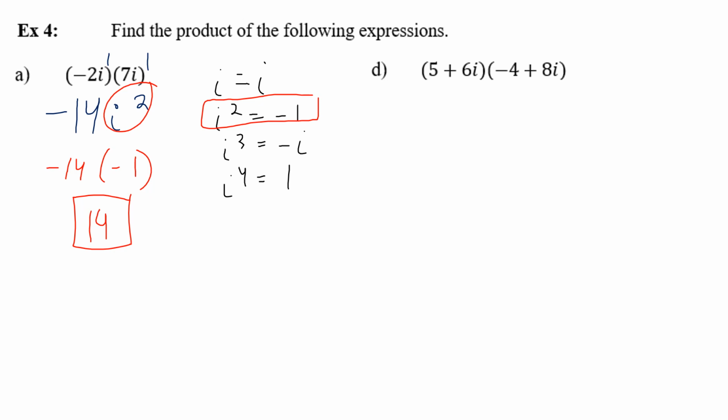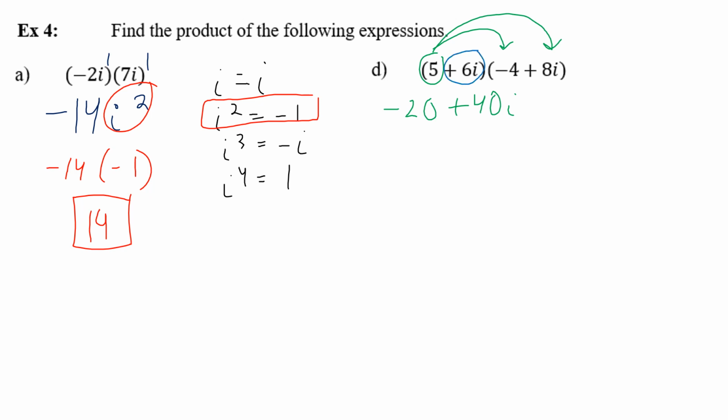Alright, these are a little bit different. We need to multiply everything in the first parentheses by everything in the second parentheses. So we'll start with 5. 5 times negative 4 is going to give us negative 20. 5 times positive 8i will give us a positive 40i. So we took the 5 in the first parentheses and multiplied it by everything in the second set.